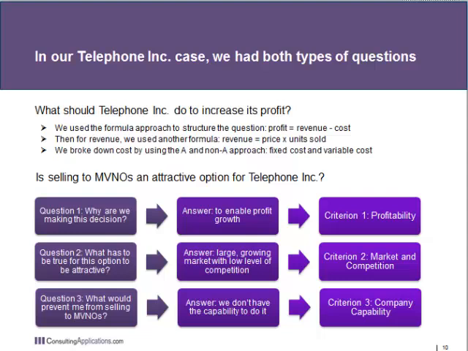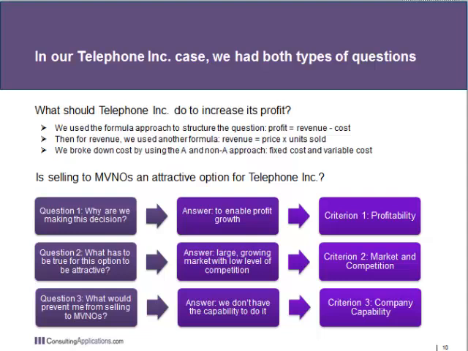So let's illustrate this with an example. Some of you may have read our Telephone Inc. case example. It is free and available if you subscribe. But in this case, what we're trying to show is there is both the what and the which questions. In other words, you need both the bottom-up and the top-down approach to solve this case.